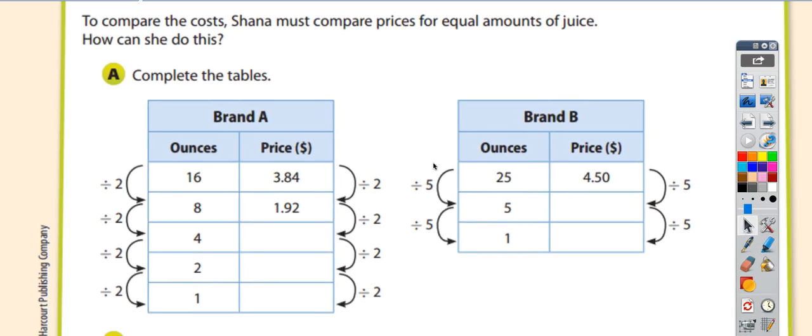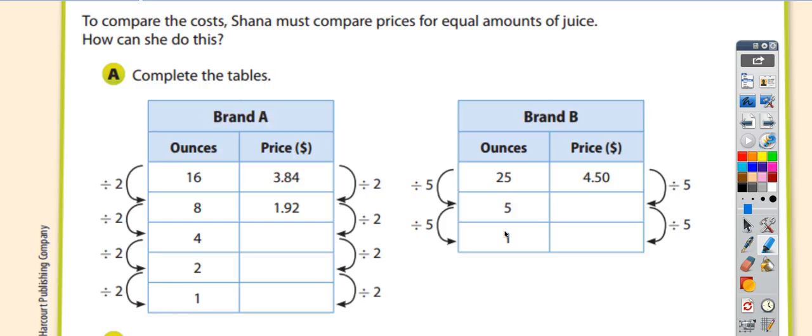To compare the costs, Shayna must compare prices for equal amounts of juice. How can she do this? Now, to be clear about what this question is saying, right now it's not fair to compare brand B to brand A. If you thought, well, brand A is a better deal because it's only $3.84, and brand B here is $4.50, that's not a fair comparison because brand B is 25 ounces. So it's not fair to compare two different brands if they have different prices and different ounces.